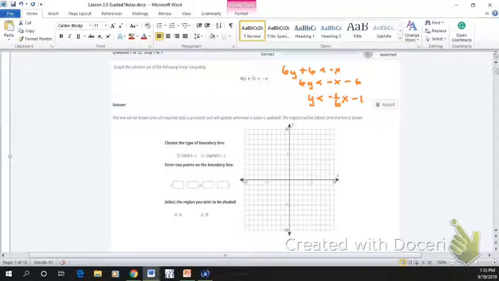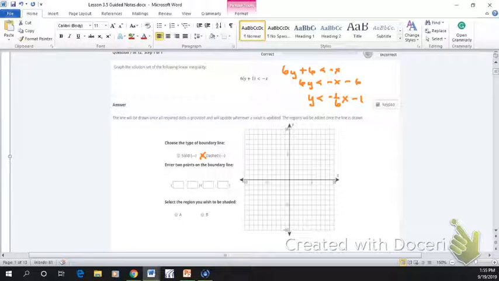Okay, so how do I know if the line that I'm going to need to make is solid or dashed? There's no equal to. If there's no equal sign, that means dashed, because you're not including the line, right? So we want to select dashed. So you would select dashed on your thing, just mark it on your sheet there.